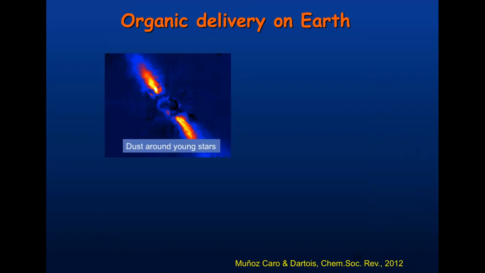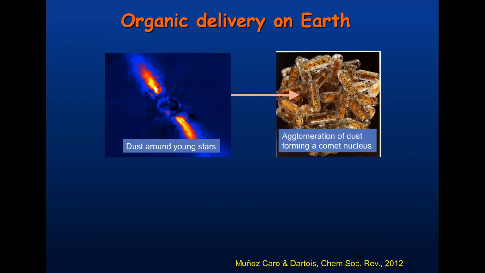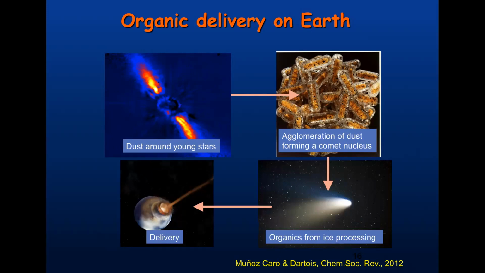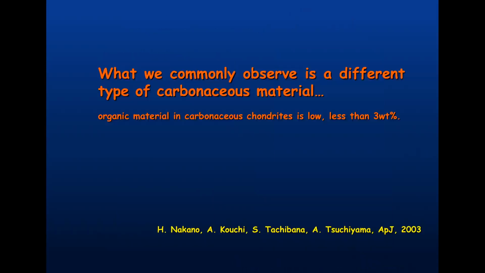And so to wrap up this part of the talk, we can say that we start with dust around young stars, like here in Beta Pictoris. This also occurred in our solar nebula, sorry. And the agglomeration of dust would form comets and also planetesimals. These comets would therefore contain the organics made by ice processing. And finally, this material would be delivered by impacts to the primitive Earth.